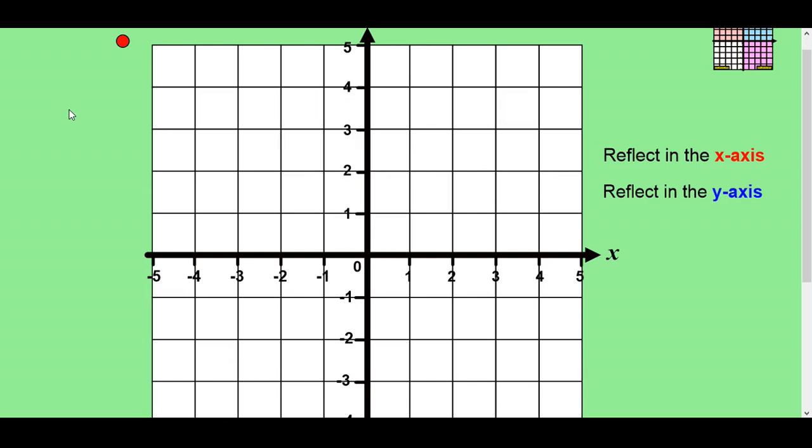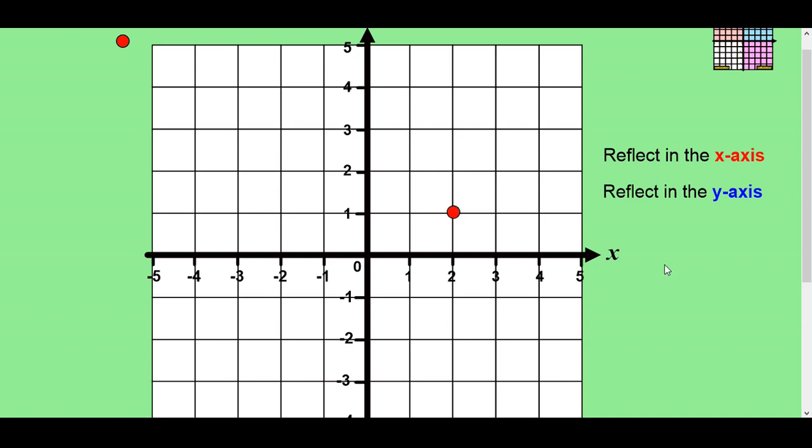In this lesson, I'm going to look at reflecting coordinates, and in particular, reflecting in the x-axis and the y-axis. This comes up quite a lot, and it's important to understand how to do this. So let's say we had some coordinates to plot. Let's say I wanted to plot 2, 1. So I'll use this wee red dot. So 2, 1. So that would be 2 along and 1 up.